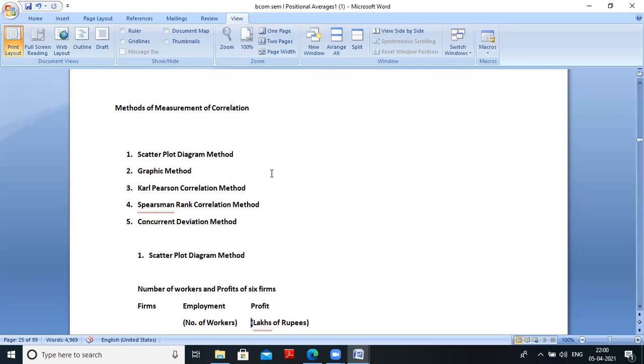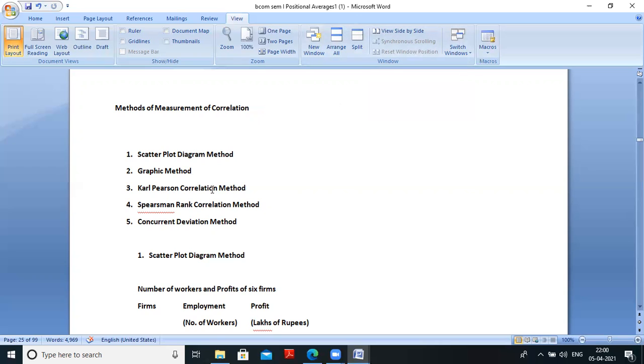This is called measurement of correlation. It can be done with the help of 5 methods, which I have given here. First is the scatter plot diagram method and second is the graphic method. Both of these are graphic methods. Here the nature of correlation is calculated; the absolute value, the degree of correlation, can't be calculated here. We can just know whether they are positively correlated or negatively correlated, right?